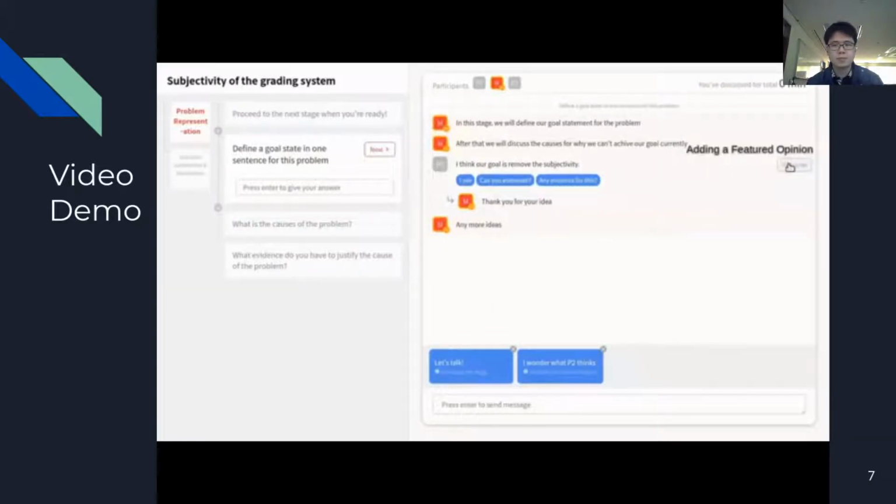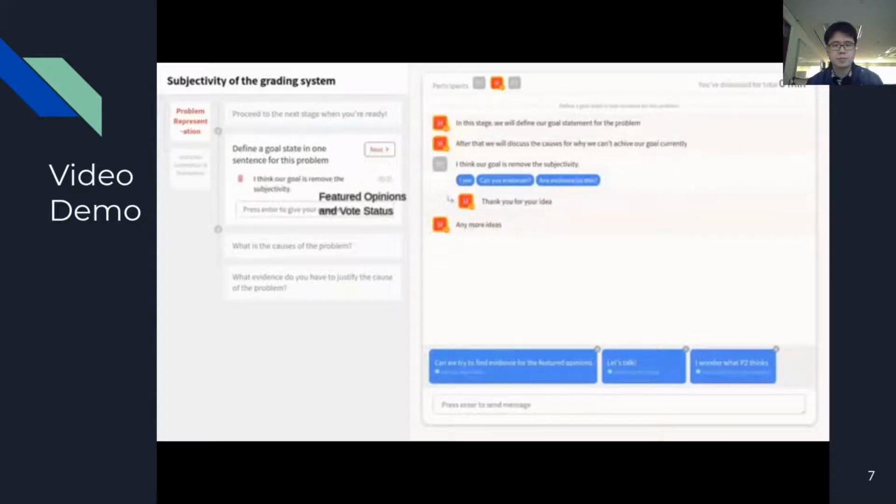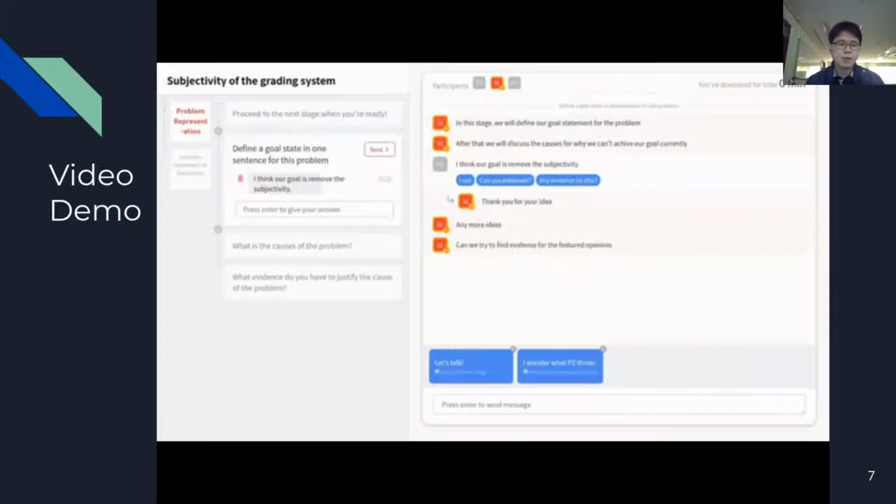Also, users can add chat messages to featured opinions by clicking the Add to List button. Users can vote for each featured opinion to reach a consensus. The system also suggests moderator messages using the status of featured opinions. Message recommendation also suggests consensus-making messages, time management messages, and participation-leading messages throughout the discussion.